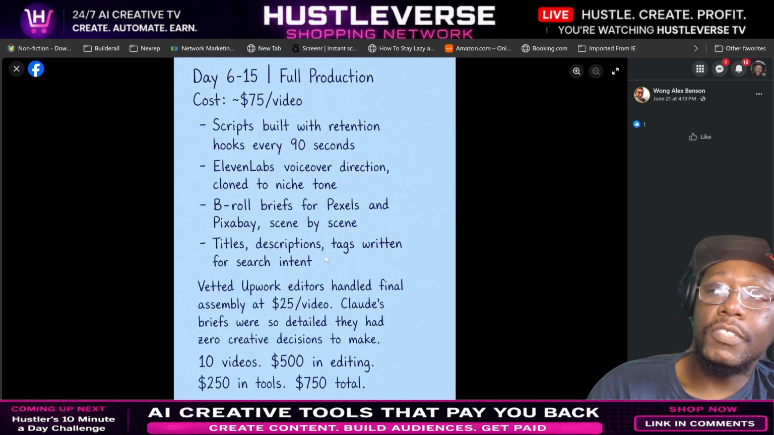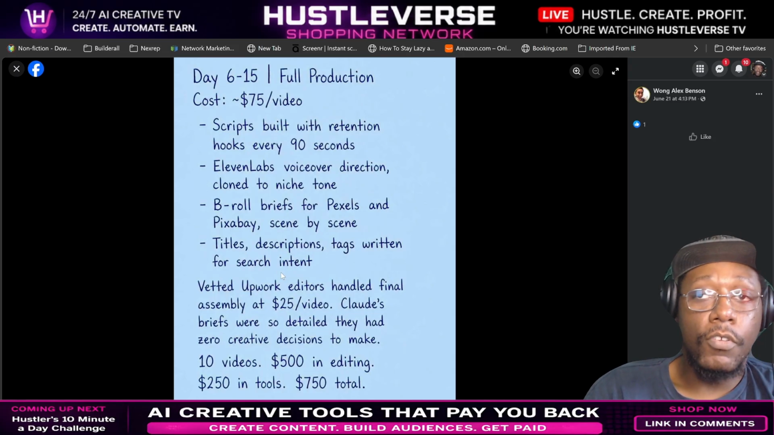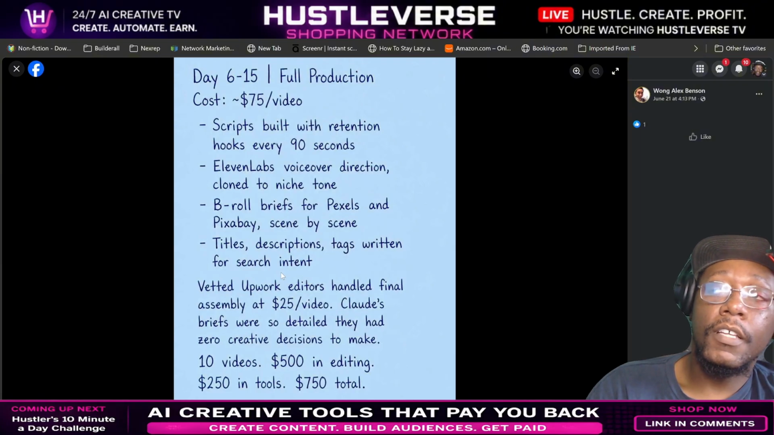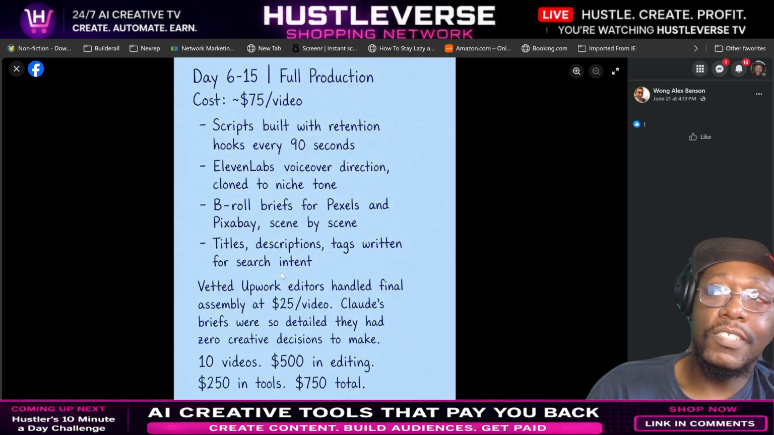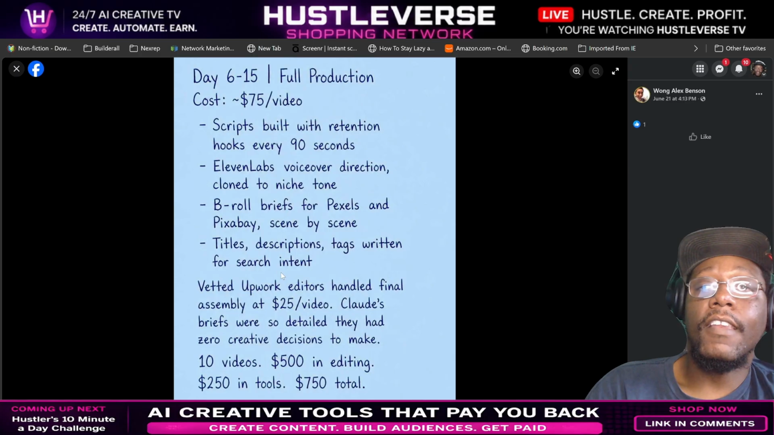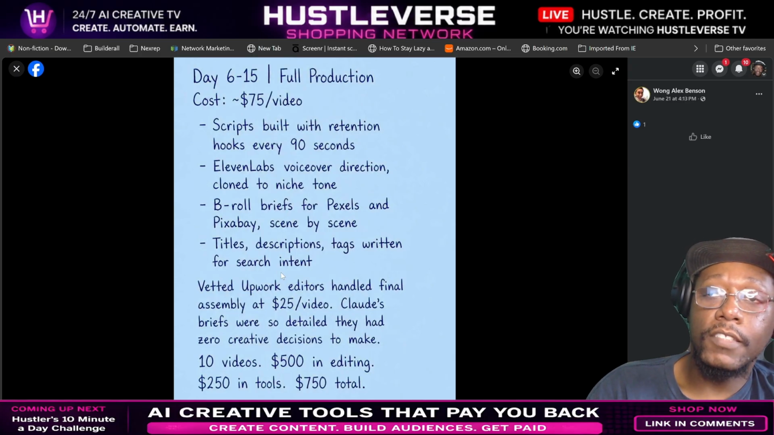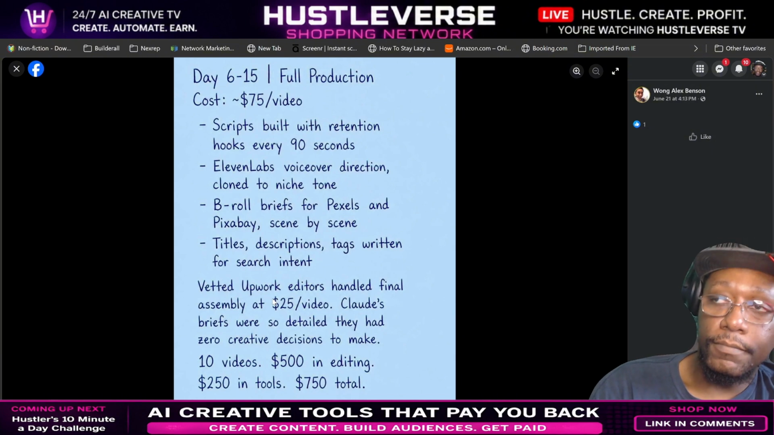Then titles, descriptions, tags written for search intent, right? Once again, that's AI. AI can help you with that, or depending on your expertise and your creativity, you can create your own titles and descriptions yourself. Or you can look at other popular creators, plug those pieces of information into the AI and ask it to create your own variations. Now, this right here is where it starts to get a little expensive.